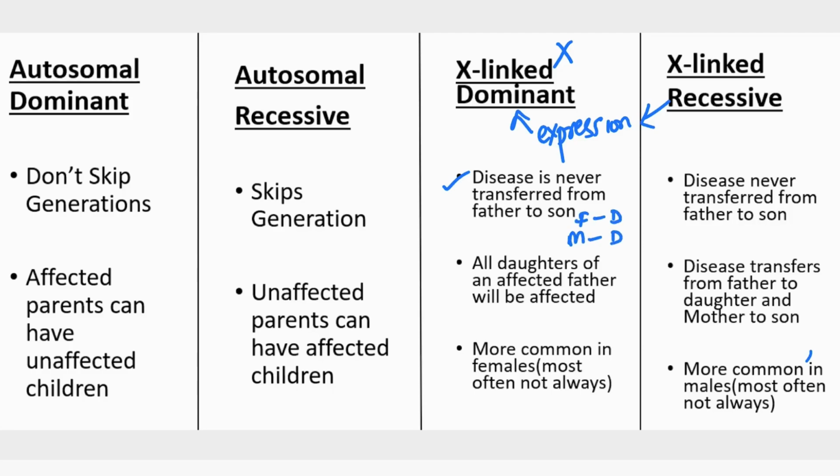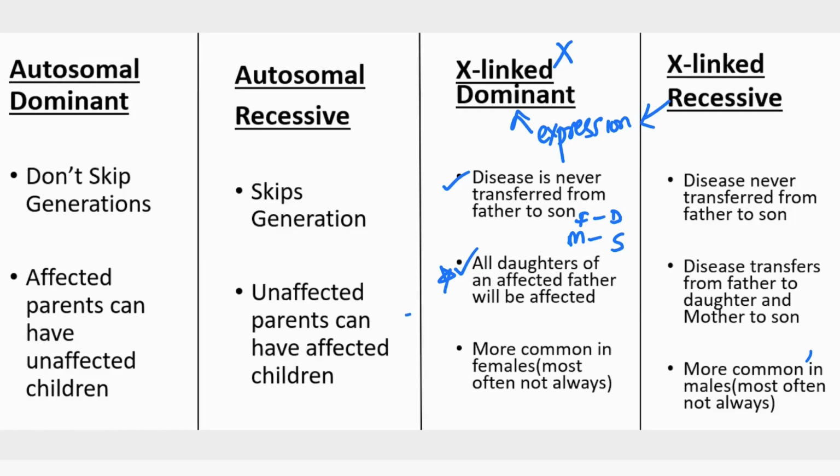Now don't get confused with this. Okay, don't get confused with this. The main clue is still coming. See, the second point is a really important clue for X-linked dominant. All daughters of the affected father will be affected.